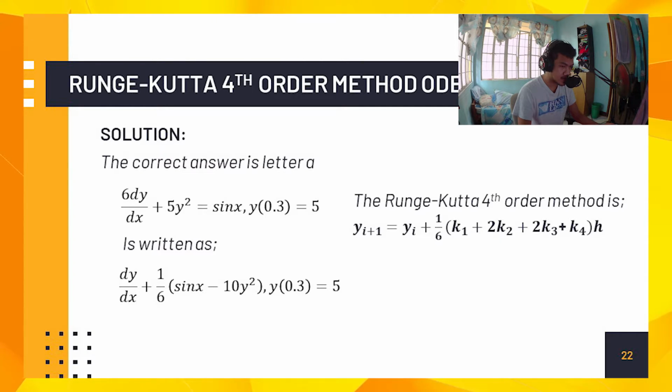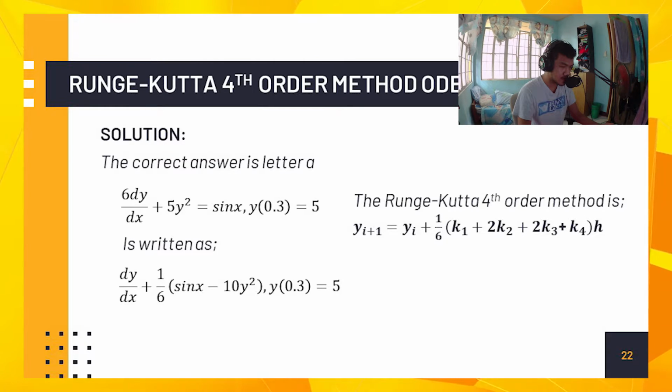This is from the Runge-Kutta fourth order method, which is y sub i plus 1 is equal to y sub i plus 1 over 6 times the quantity of k sub 1 plus 2 k sub 2 plus 2 k sub 3 plus k sub 4 times h.